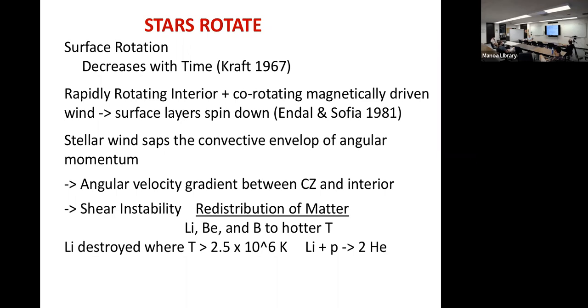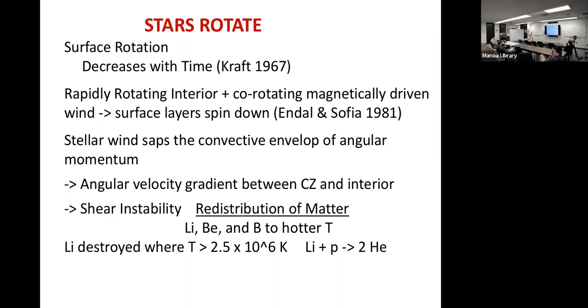So this convective envelope is losing angular momentum by this stellar wind. So this creates an angular velocity gradient between the interior and the surface. And that gradient causes a shear instability there, which redistributes the matter.